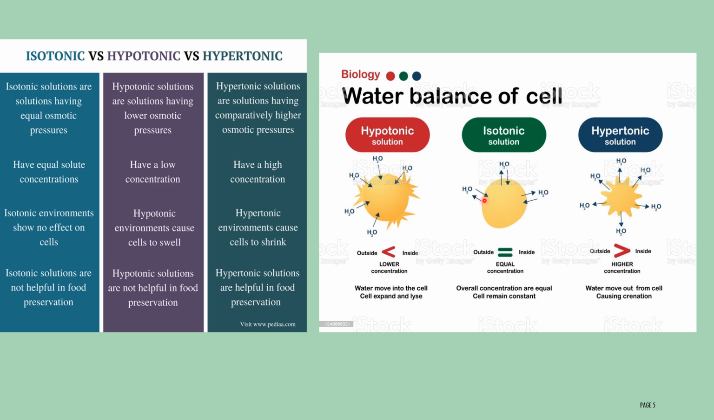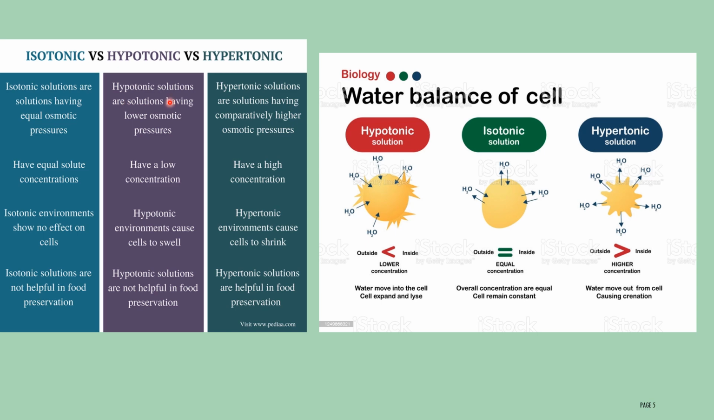Therefore, you can see the circulation of water takes place. Water enters into the cell, and water also goes out of the cell. Both processes take place at the same time. Therefore, it possesses equal osmotic pressure. The osmotic pressure inside the cell is the same compared to outside the cell.